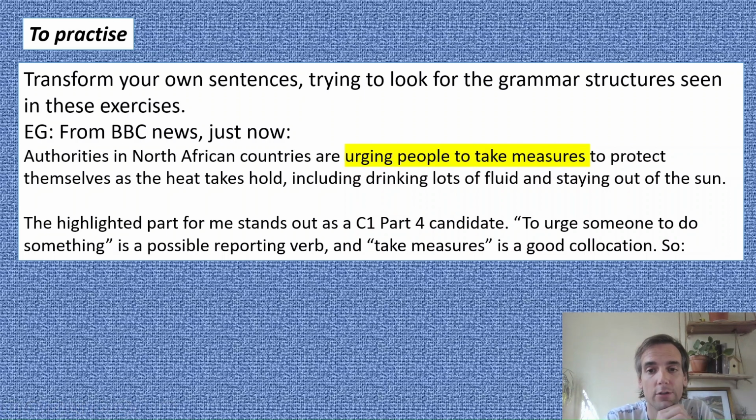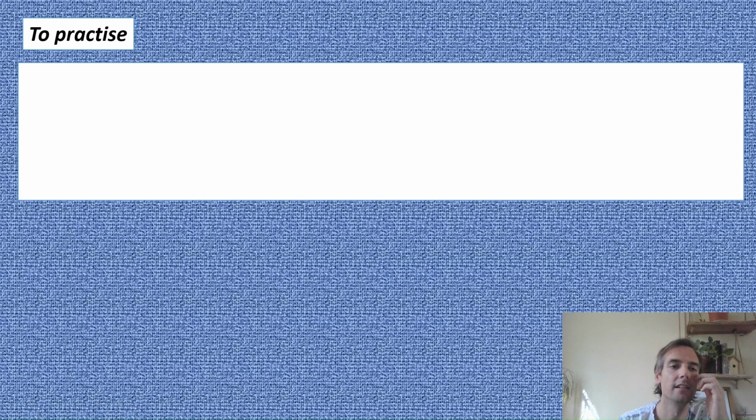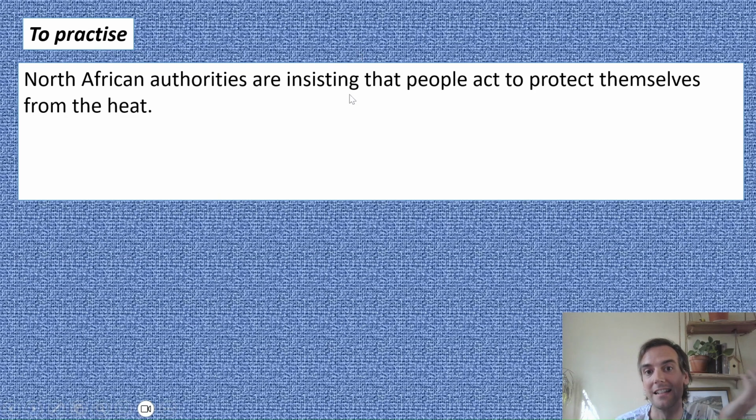So how do you turn it into a question? Well, first you need to write it in a different way. Try it if you want. How would you write this in a different way? Same idea, different words. This is how I did it. I said, they are insisting that people act. You insist, you urge. It's very, very similar. Act, take measures, do something. It's a very similar idea.